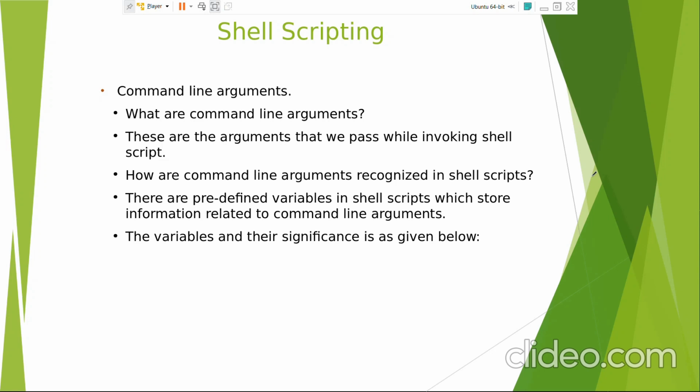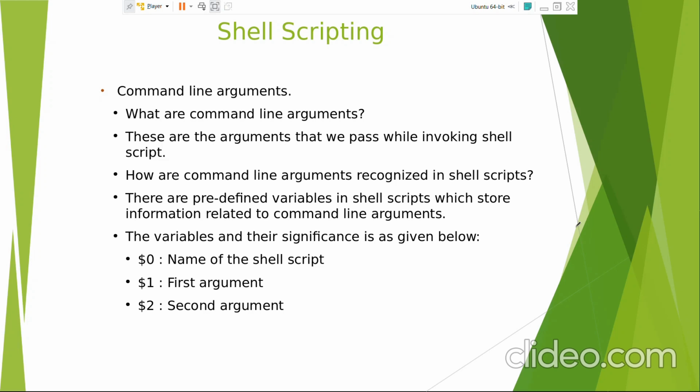The variables and their significance are as given below. The variables here mean the command line argument variables, which store the information about command line arguments. $0: the variable $0 stores the name of the shell script. The shell script that we are executing, its name itself is stored in the $0 variable. $1 is the first argument to the shell script.